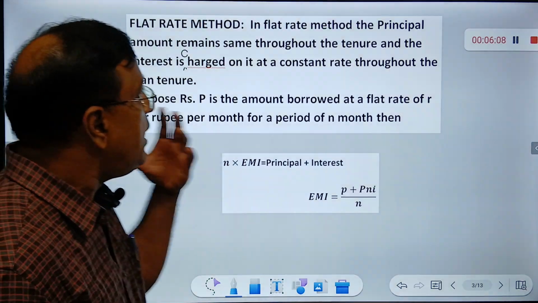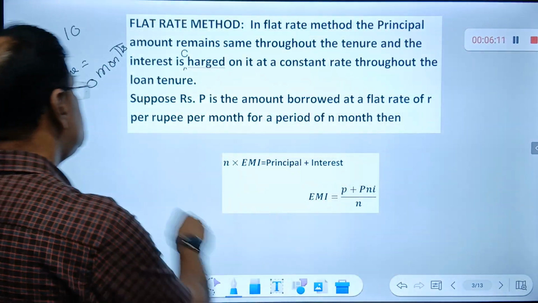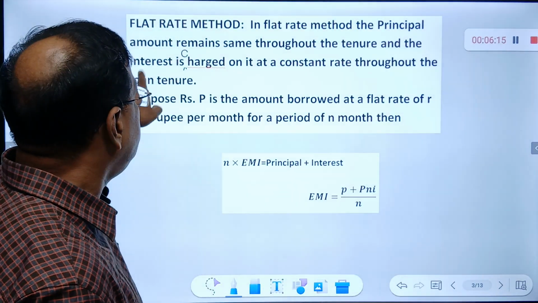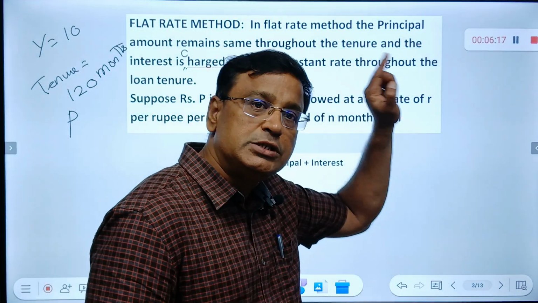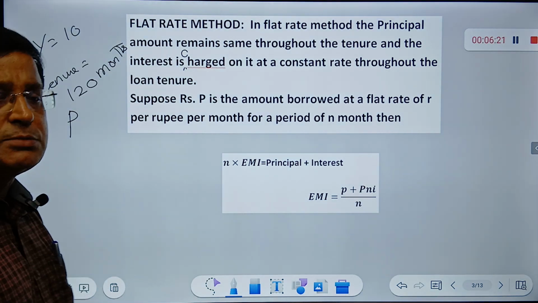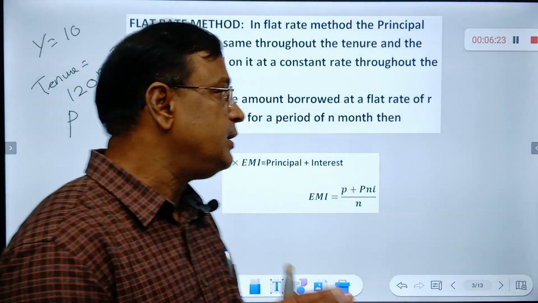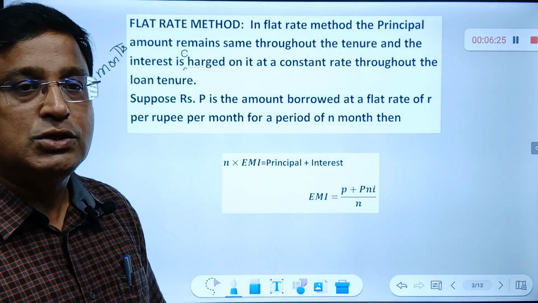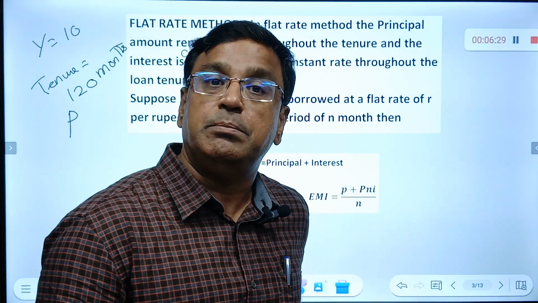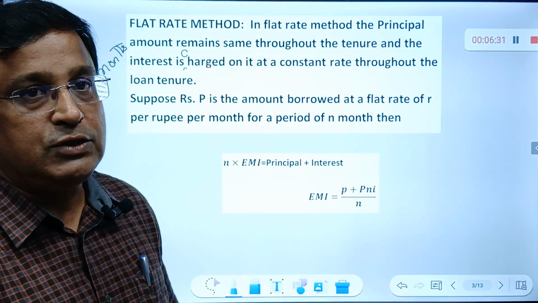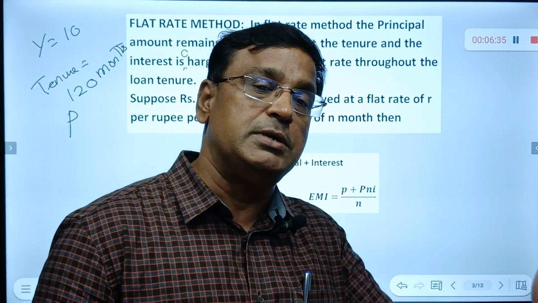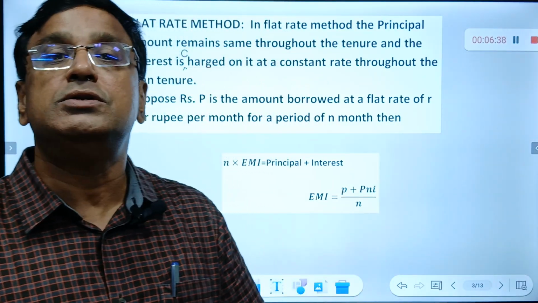So for the entire 120 months, my principal amount P does not change, and interest is calculated on that principal amount. On P only the interest amount is calculated. So when the principal does not change and we are calculating interest, it is called simple interest. So the flat rate method works on simple interest, which is not very beneficial for the person who lends you the money. That is why generally they don't follow the flat rate method, whereas the reducing balance method is more beneficial for the person who lends the money.